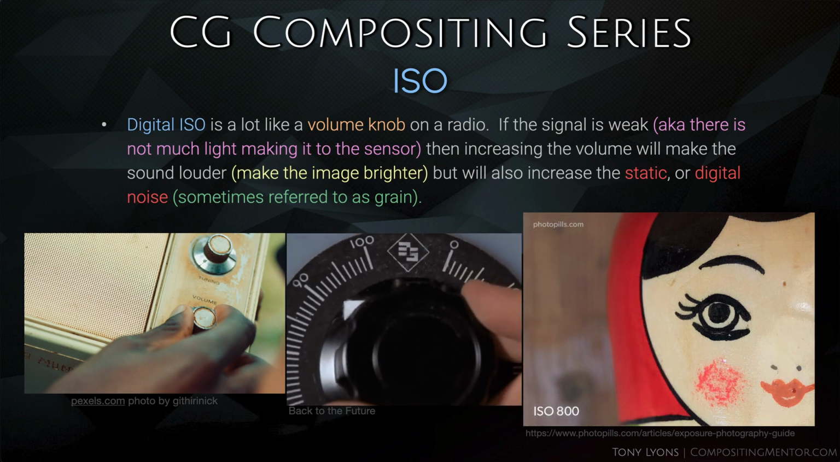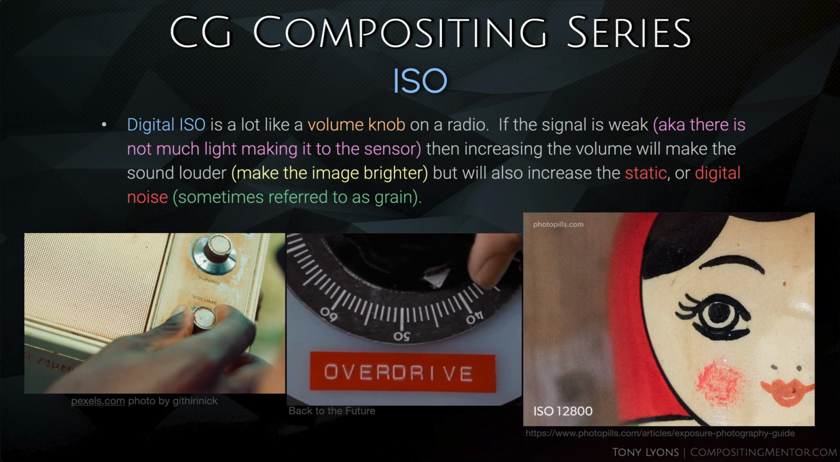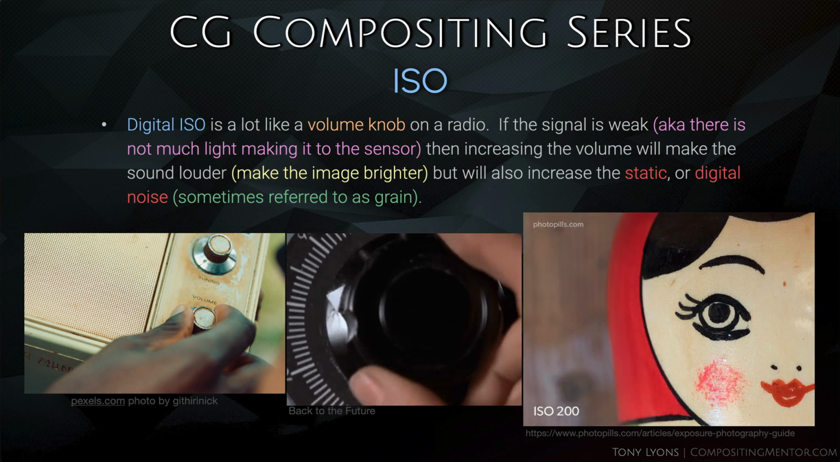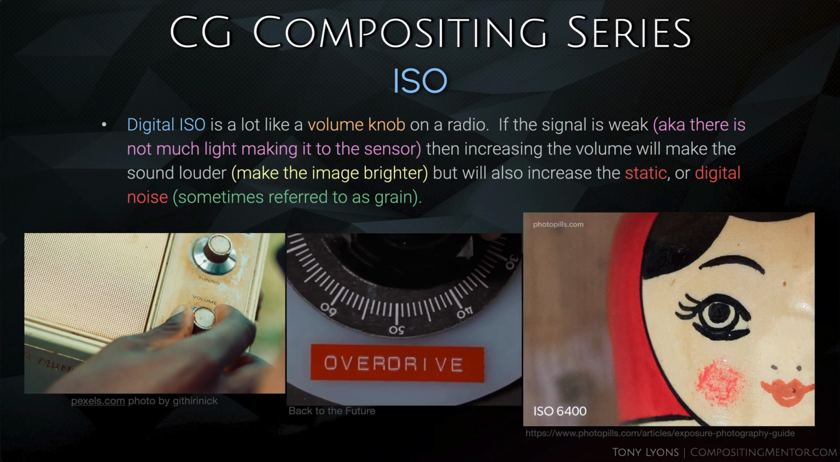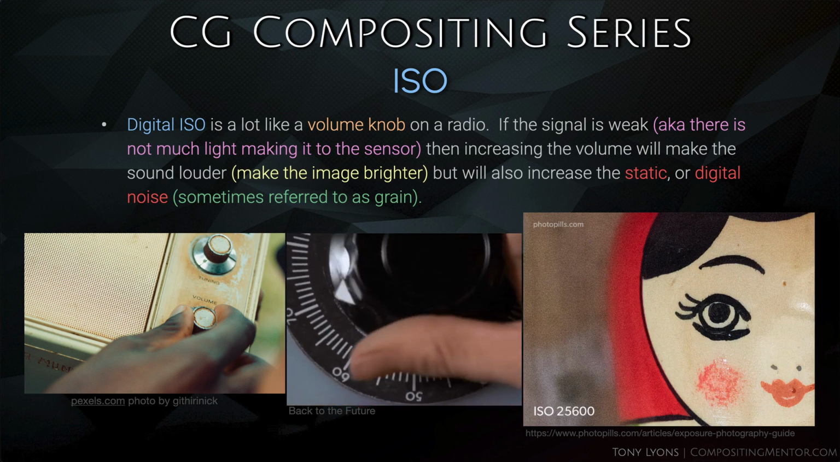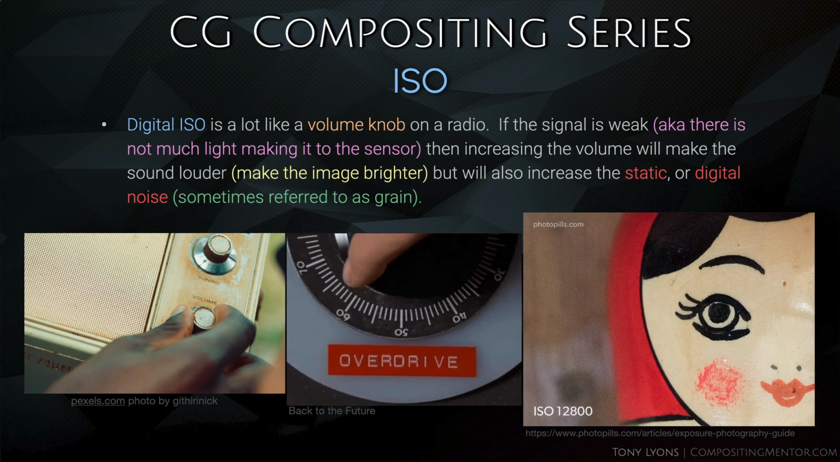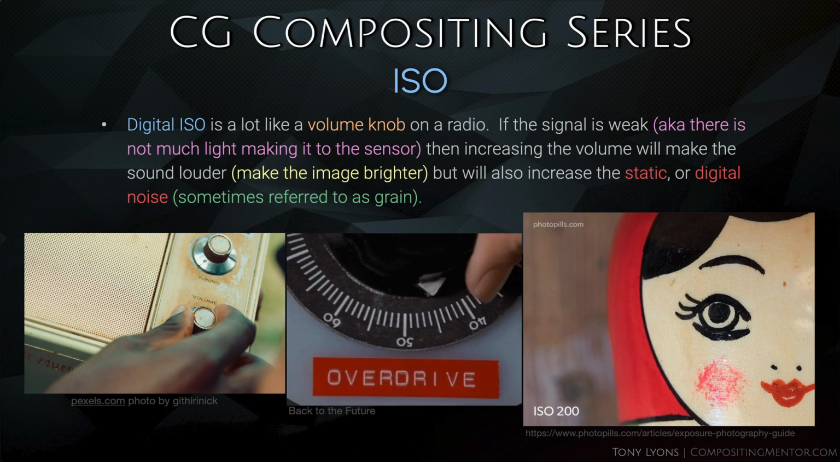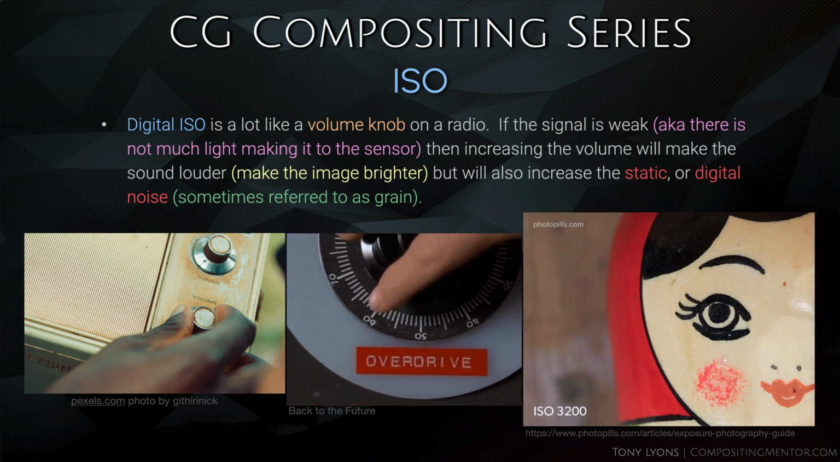If the signal is weak, aka there's not much light making it to the sensor, then increasing the volume will make the sound louder and make the image brighter. But it will also increase the static or the digital noise, sometimes referred to as grain. And that is just because the static always exists, and by increasing the volume, you're not only increasing the volume of the thing that you're trying to listen to, but you're also increasing the volume of the static so you hear it more.